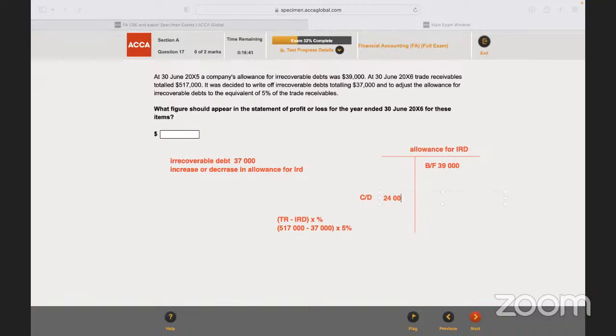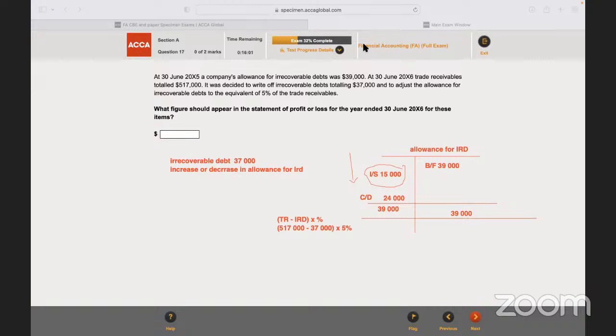Now what you do, you have to close the account. Once you close the account, what's going to happen? 39,000 on this side, 39,000 minus 24,000. Income statement is 15,000. So just remember one thing: if the 15,000 is coming on the debit side, that means it's a reduction in allowance. Got it?